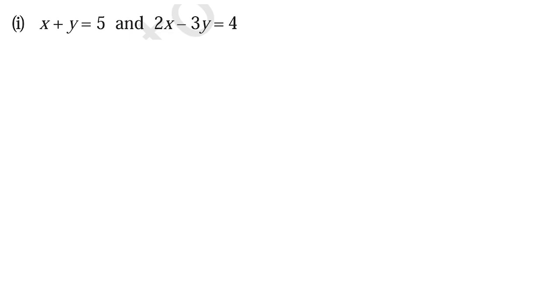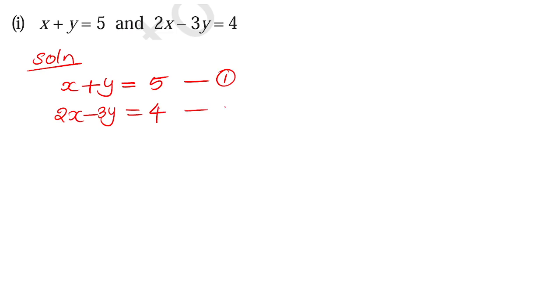Okay, all of you please listen. We have to find the values of x and y. Two equations are given. I want to solve the two equations. Let me write the equations again. The first equation is x plus y equal to 5. Equation number 1. The second equation is 2x minus 3y equal to 4. Equation number 2. Clear?